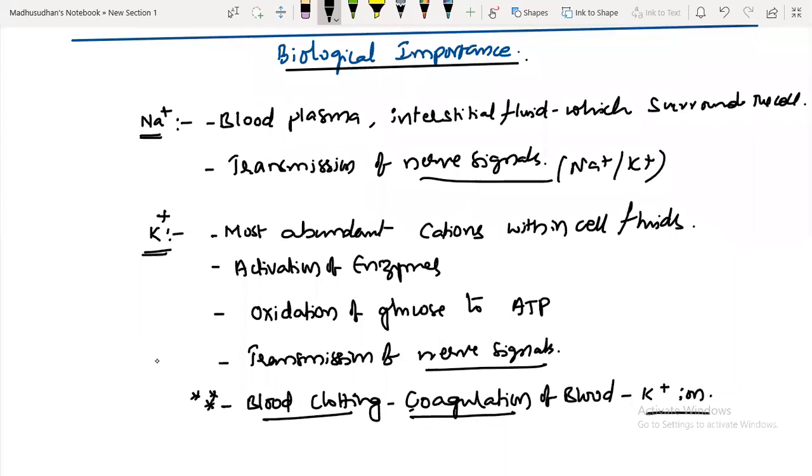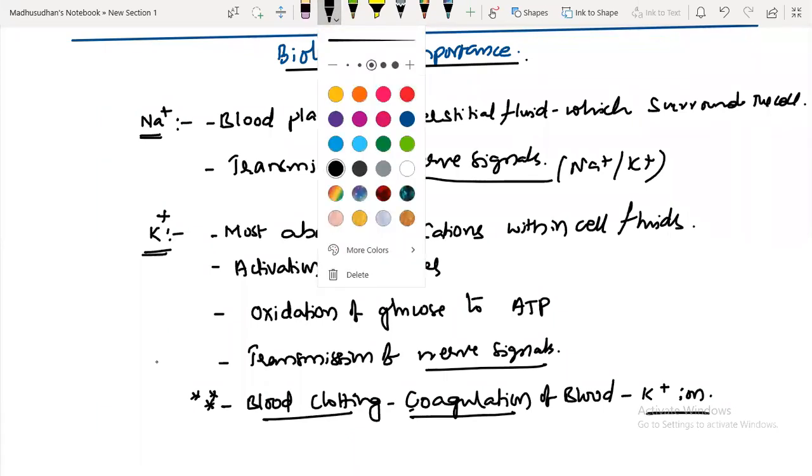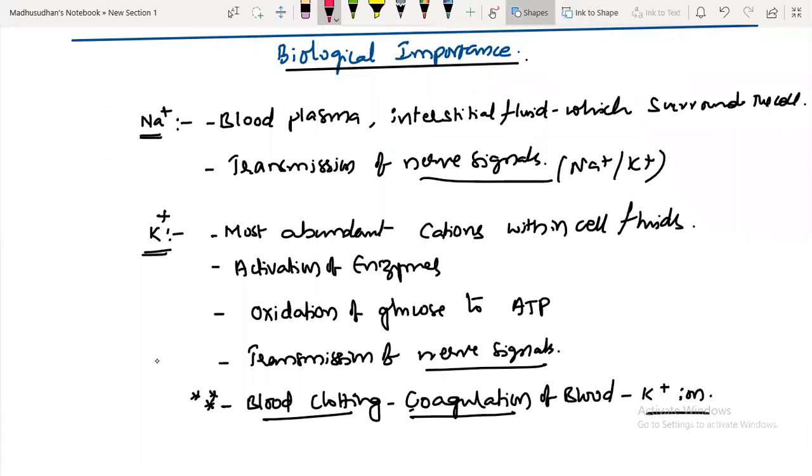Okay, guys, have you understood these things? Yes, sir. So this is about the important biological properties of sodium and potassium, guys. With this, first group elements are completed.